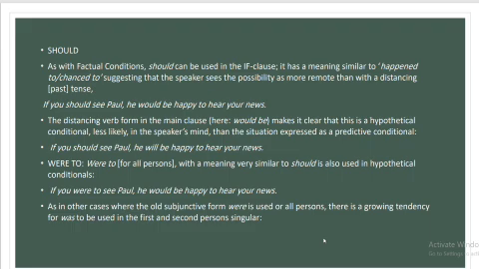Look at were to. Were to, for all persons, with a meaning very similar to should, is also used in hypothetical conditionals. Okay, look at the example. If you were to see Paul, he would be happy to hear your news. Please pay attention to the last point. As in other cases where the old subjunctive form were is used for all persons, there is a growing tendency for was to be used in the first and third persons singular. Okay, these were some points about should. Go to the next slide.